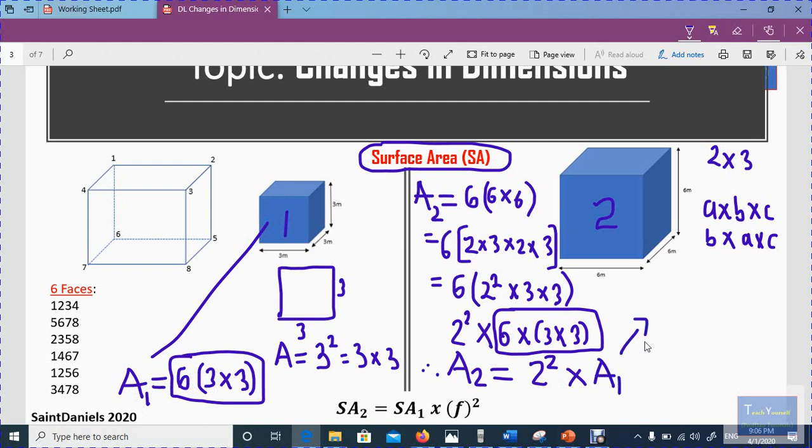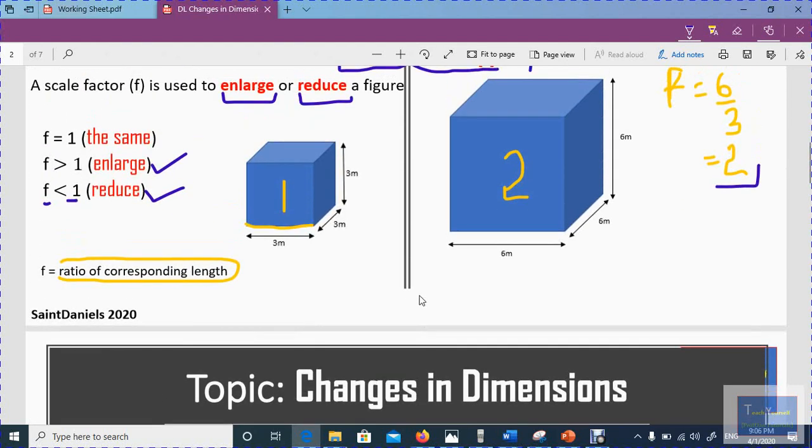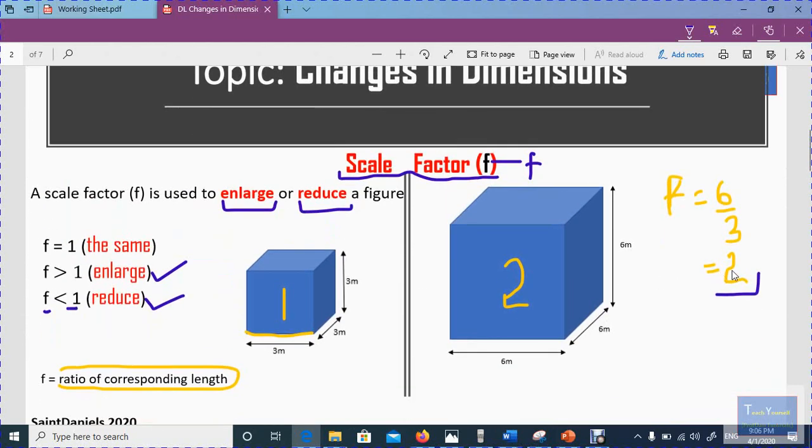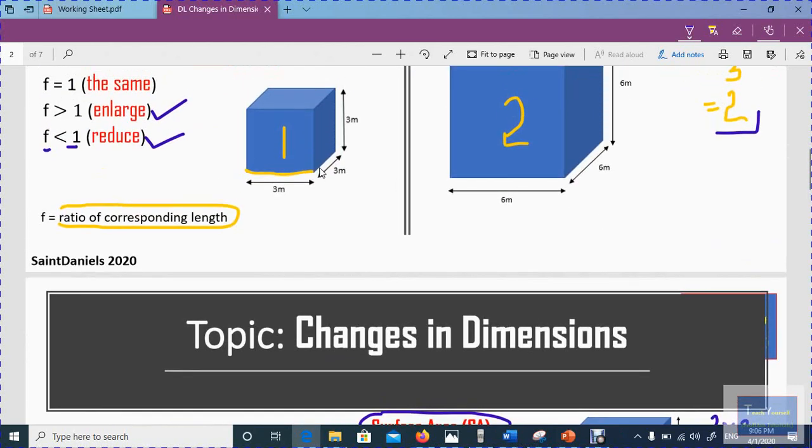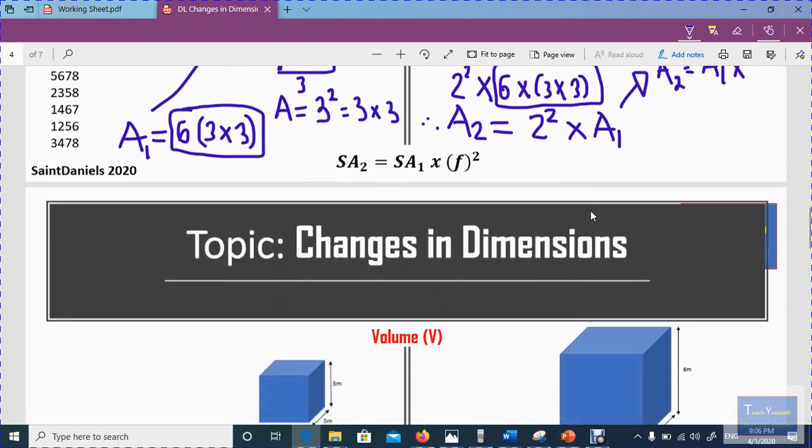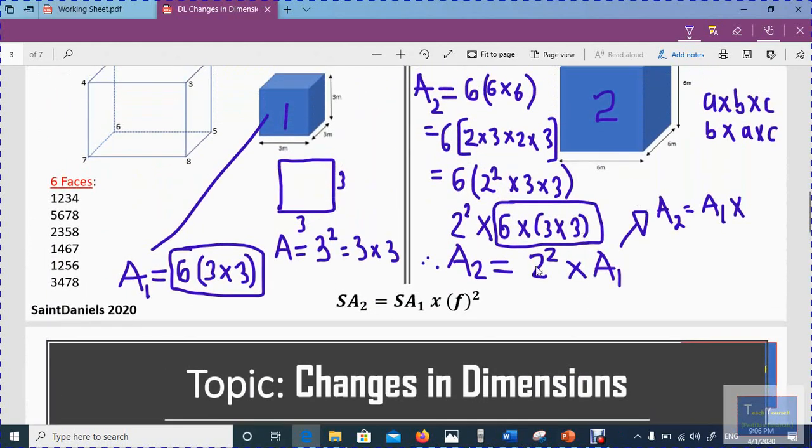And if you look closely, you can write this way, that your area of figure 2 is now the area of figure 1 times, we established that this 2 that we got here, as I did it, the scale factor is 2 for this dimension. So I have 2 representing my scale factor, which I depict by f. So that is f squared.